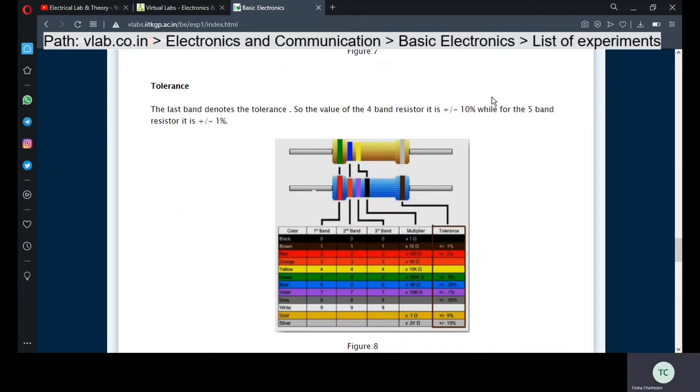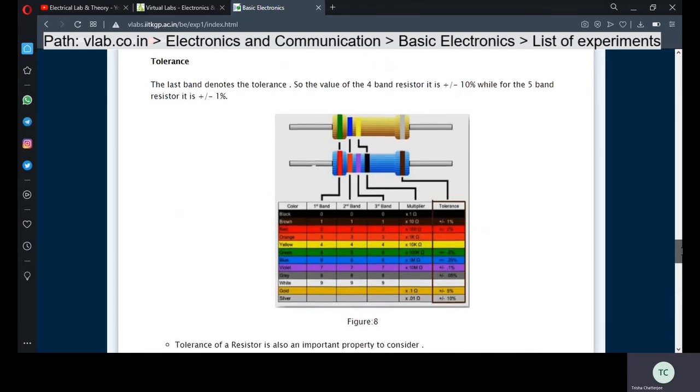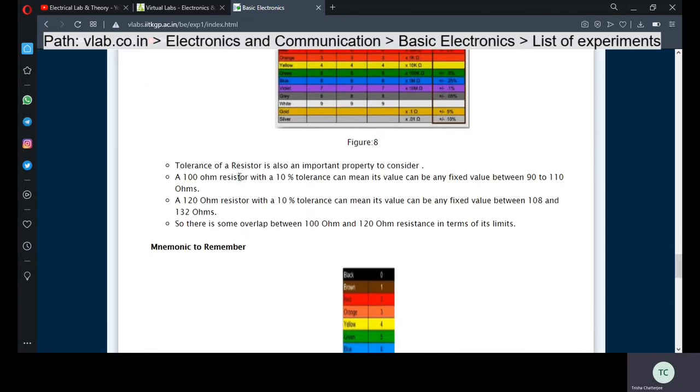So here the same thing is explained. The tolerance of a resistor is also an important property to consider. As I said, a 100 ohm resistor with a 10% tolerance can mean its value can be any value between 90 to 110, as I have already mentioned.